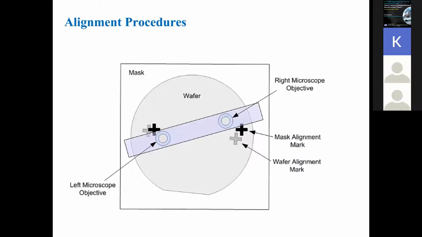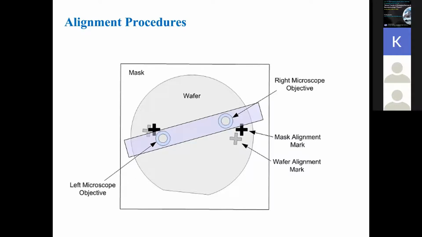Now for the alignment procedure, as I told, there should be a microscope. There are two objective microscopes, the left one and the right one, and both of them should be used, and there should be markers. As you have seen earlier, we have used cross marking for mask alignment, and those markings are on the wafer and also on the mask. Obviously, whenever you have to align two things, one alignment mark should be on the wafer, and one alignment mark should be on the mask also.